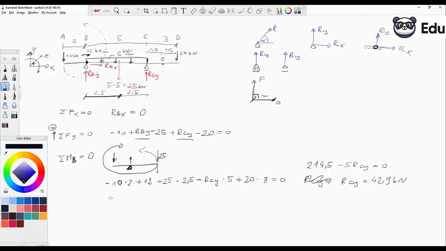We will then calculate RB because we have it: minus 10 plus RB, minus 25 plus RC, minus 20 equals 0. This is the equation, right? We substitute RC, calculate on the calculator: minus 10 minus 25, plus 42.9 minus 20. We get minus 12.1, move to the other side. RB equals 12.1 kN. This is one way to calculate this.